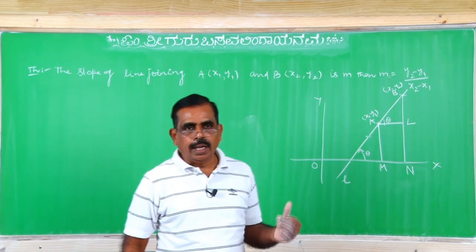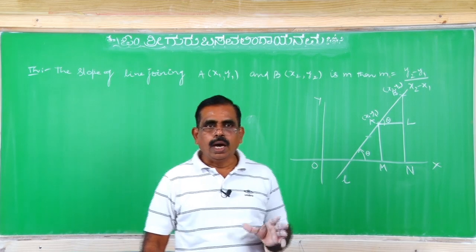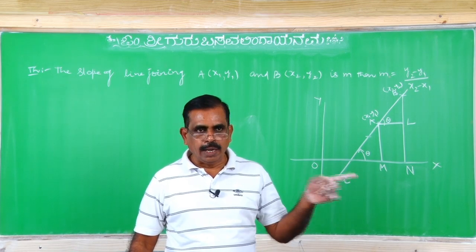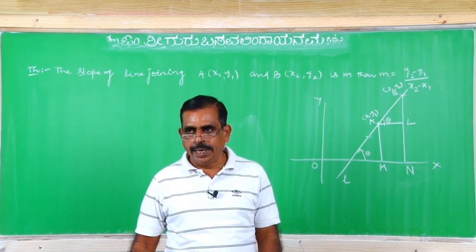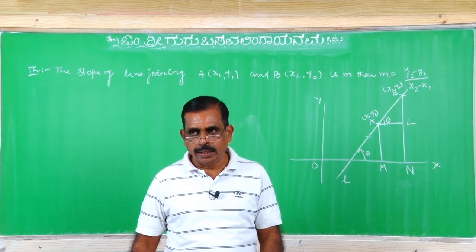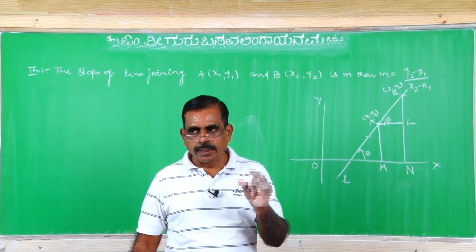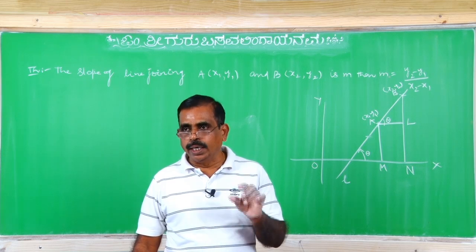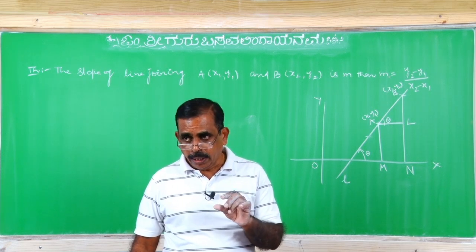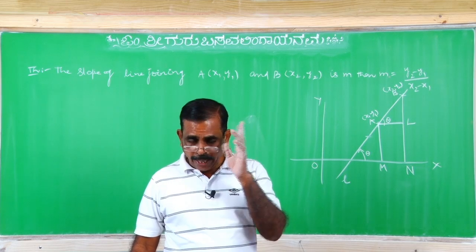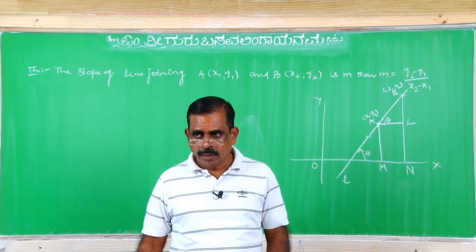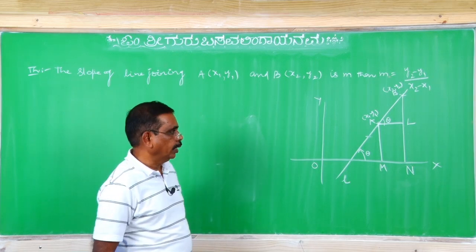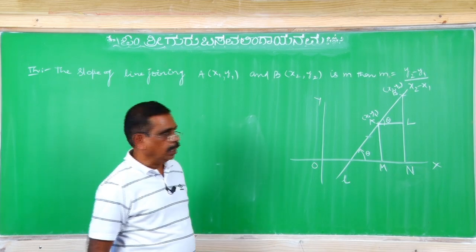Here, what is required? I will ask now. Horizontal distance always represents what? Horizontal distance always represents the x coordinate. Vertical distance always represents the y coordinate. Distance is always measured from the origin. These points are very, very important. Okay. See this one.